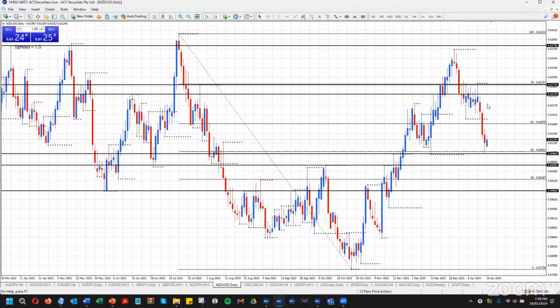All right, so your first point you're making is, I think, from here, like I was saying on the Aussie, can it come up to maybe a 62% or a 79% retracement to then trade down? Well, that's what I would tend to look for.